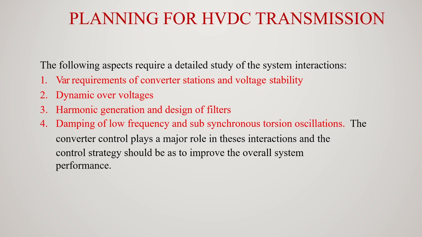Now let us see what will be the choice of voltage level when we are planning for an HVDC system. For long distance bulk power transmission, the voltage level will be chosen to minimize the total cost for a given power level. The total cost includes investment cost and cost of losses. Investment cost we can denote by C1, and cost of losses we can denote by C2.